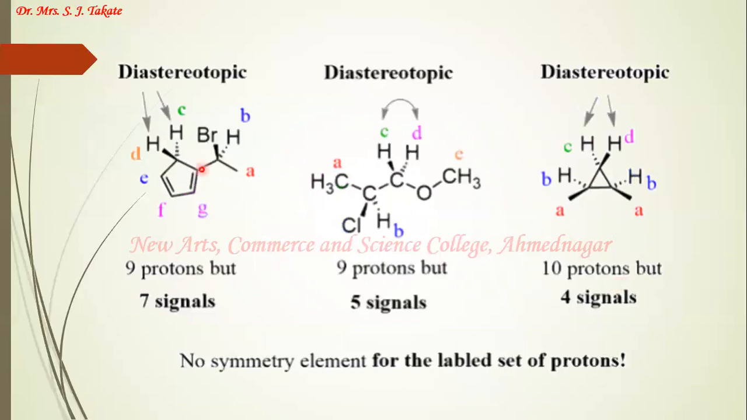Take these examples. In this case, the two protons here. Does it have an axis of symmetry? Let us consider the C and D protons. I am going to check whether these two protons are homotopic, enantiotopic, or diastereotopic. The molecule does not have a plane of symmetry, or an axis of symmetry. Plane is absent, axis is absent. So these two protons are diastereotopic protons.